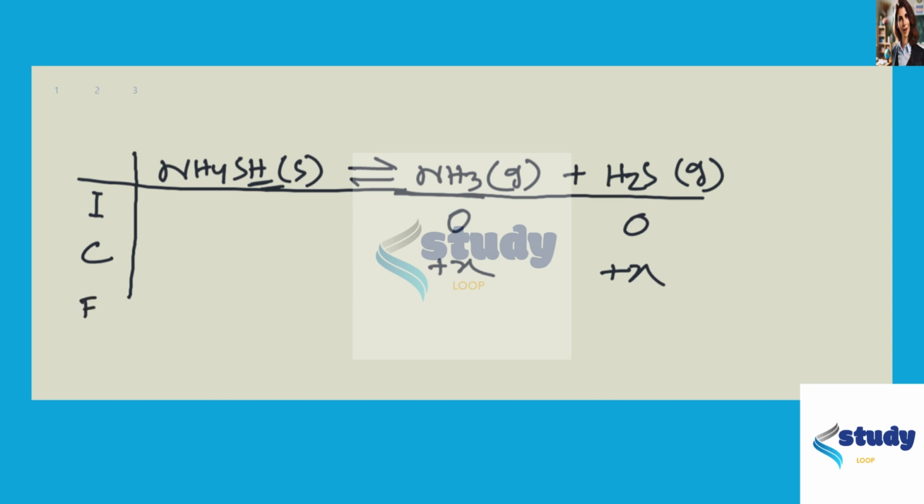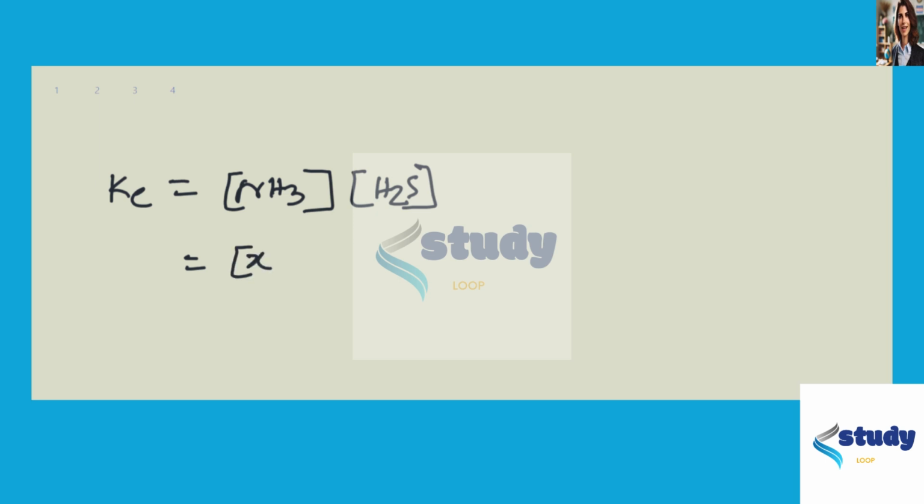that means the change in the concentration for both the products will be plus X. And from there, if we write down their equilibrium concentration, for both of the products it will be X. That means now if we write down the expression for the equilibrium constant Kc, this will be only the product of the concentrations of the products. So that will be the concentration of NH3 and the concentration of H2S. Now both of their equilibrium concentrations are X, so we'll write both of them as X.